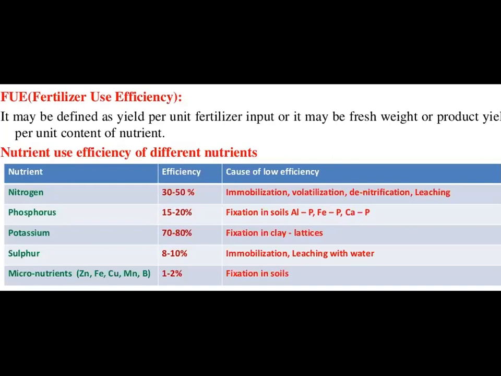Then sulfur has 8 to 10% efficiency. It is due to immobilization and leaching with water. Then micronutrients: Fe, zinc, copper, boron, molybdenum, and manganese. They have an efficiency of 1 to 2% because they get fixed in soil.